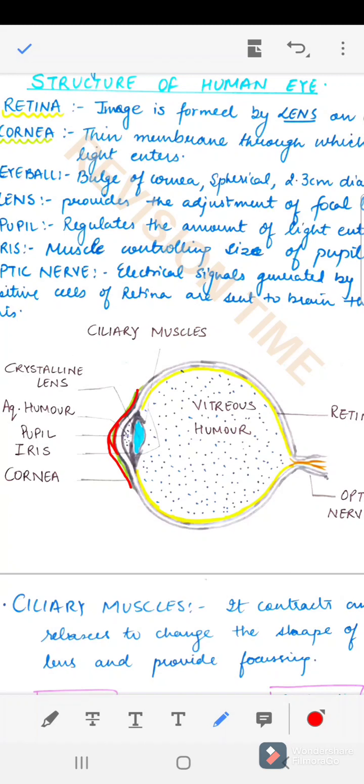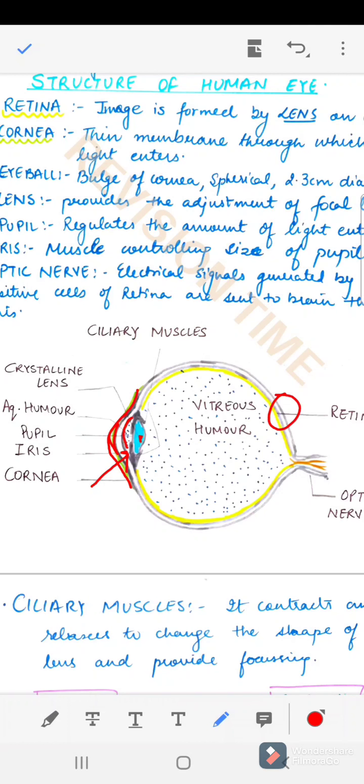Next we have the pupil after the eyeball. Here we have the pupil, and this pupil regulates the amount of light which is entering the eyes. For this we get the help of the iris muscles. Here we have these iris muscles. These are the muscles which control the size of the pupil, hence regulating the amount of light entering. This blue part here is the crystalline lens. It adjusts the focal length of the light.